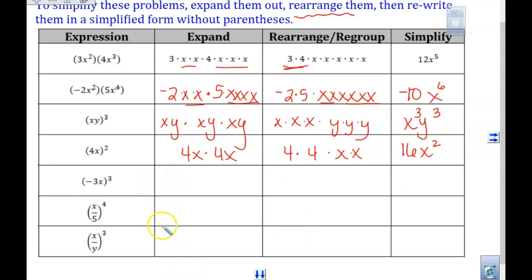I want you to try these next ones. Try them on your own, just the first column. Do the first column on your own. So think of what that is going to look like for the first column, okay?